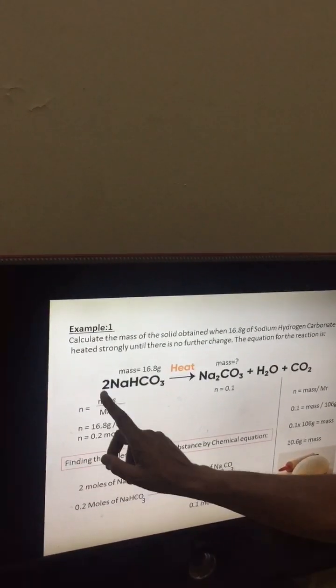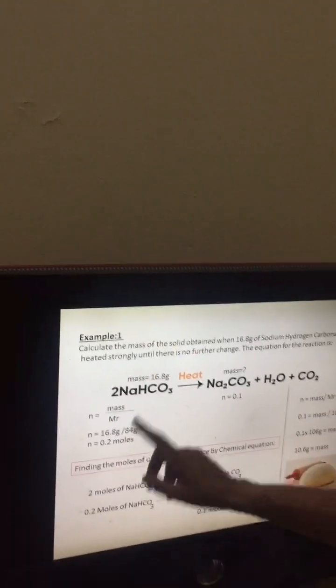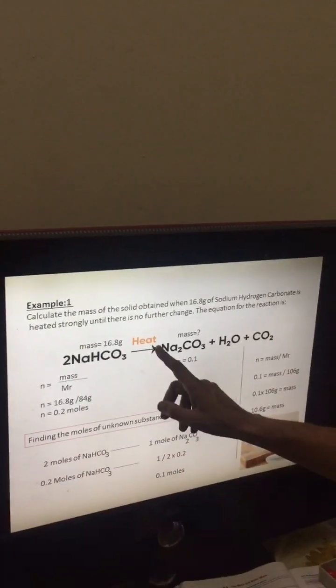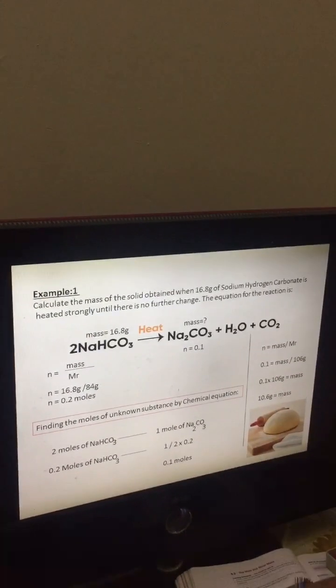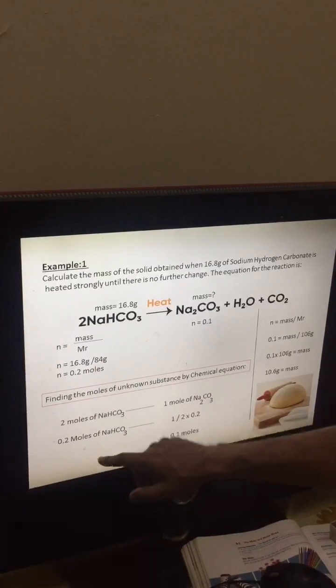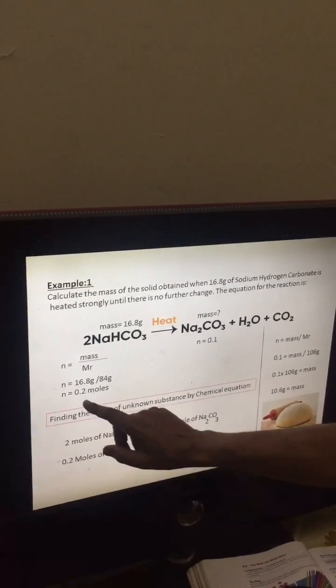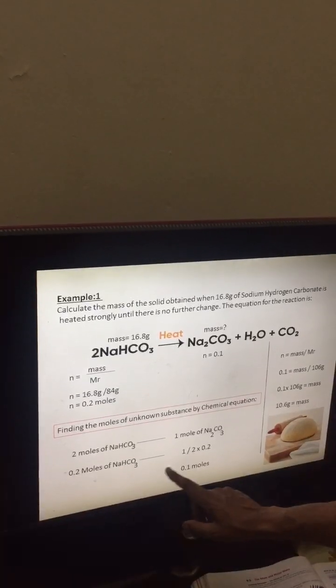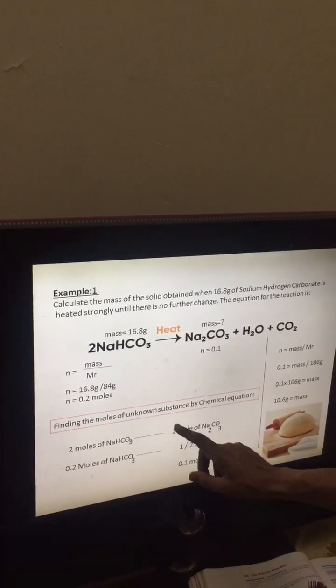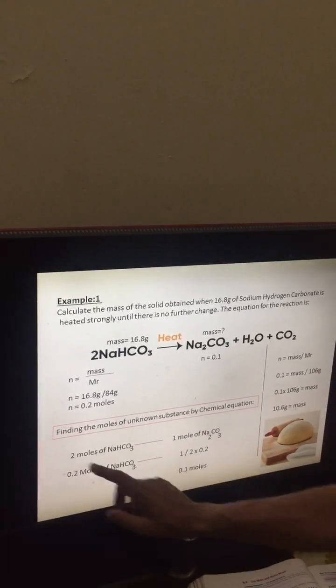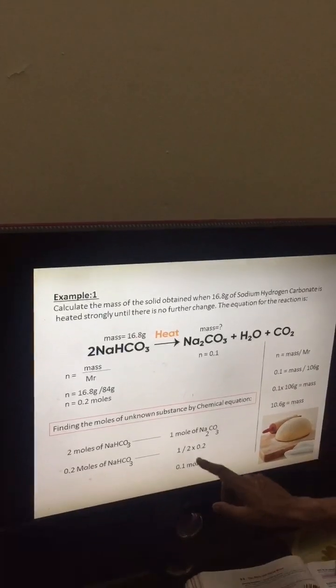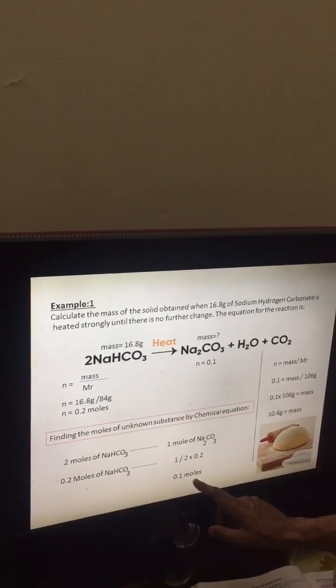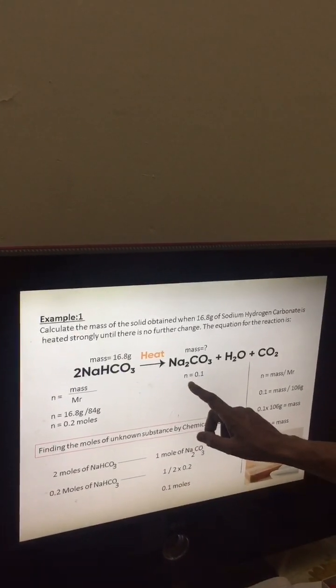Here, 2 moles of sodium bicarbonate give us 1 mole of sodium carbonate. But we do not have 2 moles, we have 0.2 moles, as we have calculated already. So using the ratio method, 1 divided by 2 multiplied by 0.2 gives you 0.1 mole. So 0.1 mole is calculated.